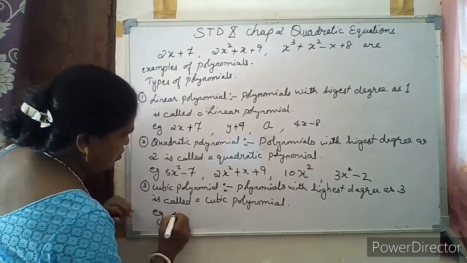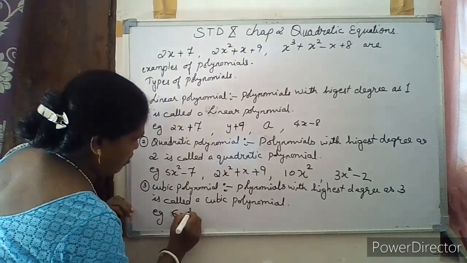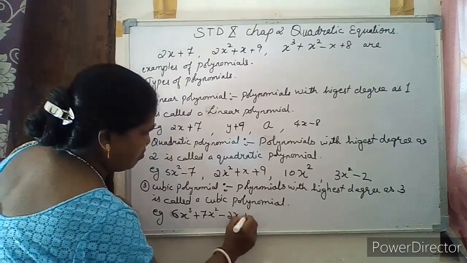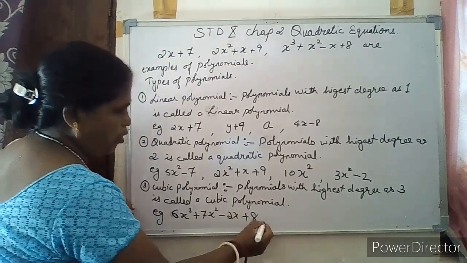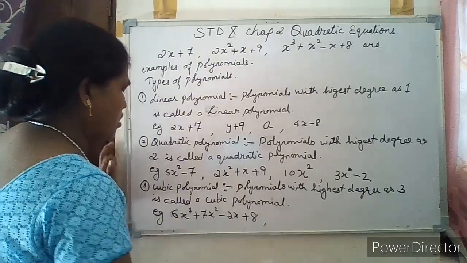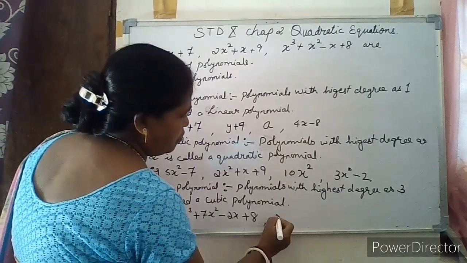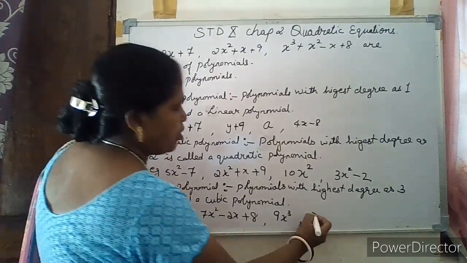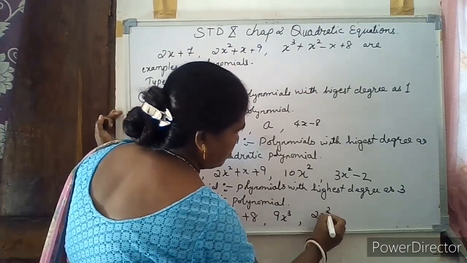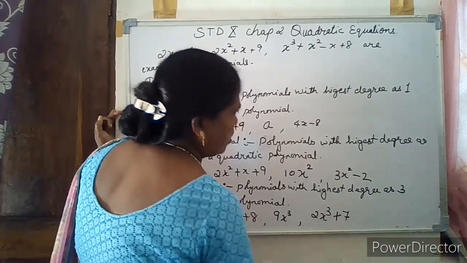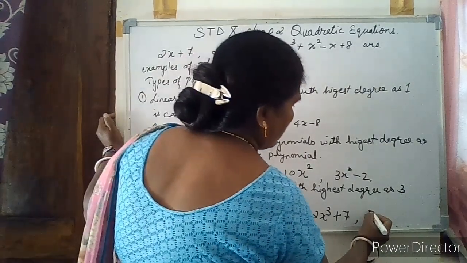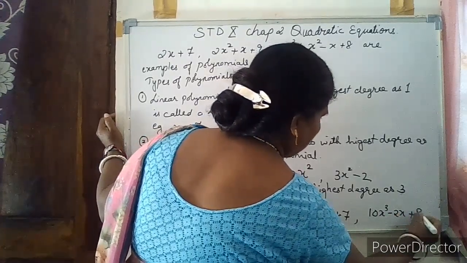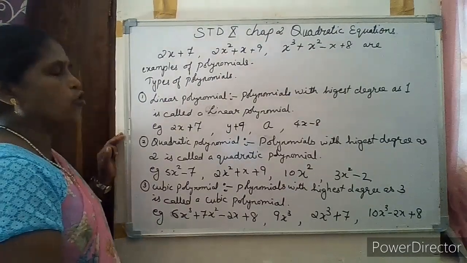Example, 6x cubed plus 7x squared minus 2x plus 8. It is a cubic polynomial where the highest degree of the polynomial is 3. Another example, suppose 9x cube only is given. This is an example of cubic polynomial. Again example, 2x cube plus 7 is a cubic polynomial. 10x cube minus 2x plus 8 is an example of cubic polynomial.